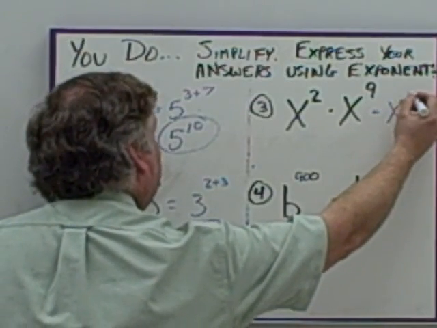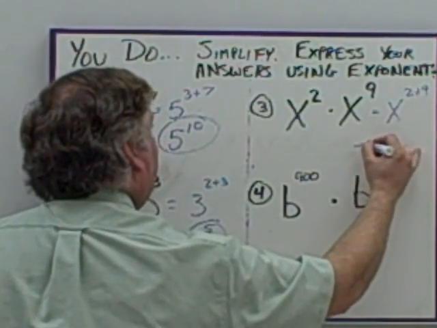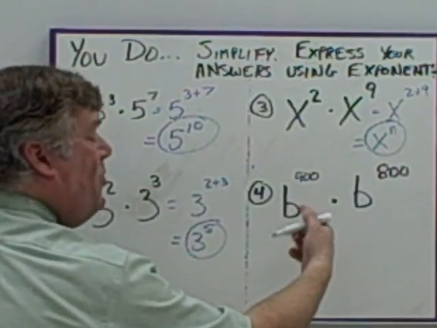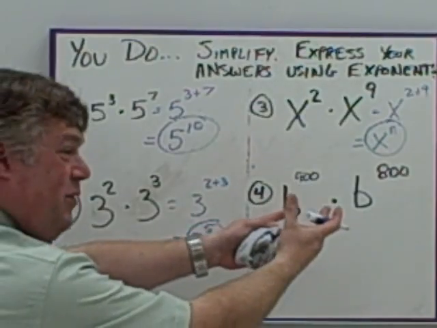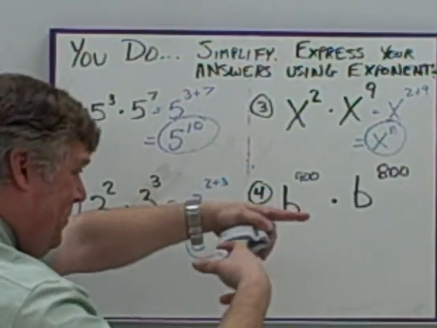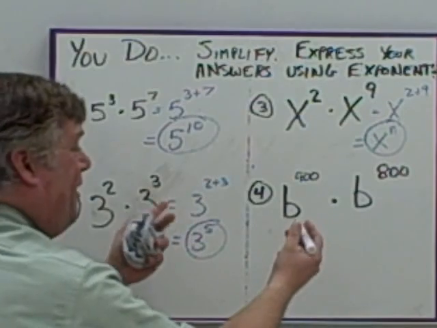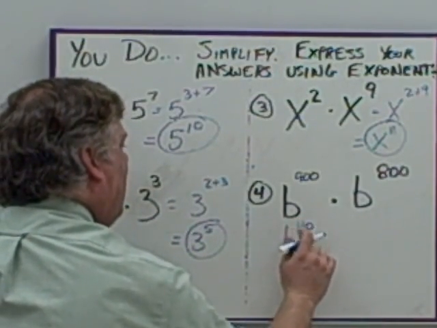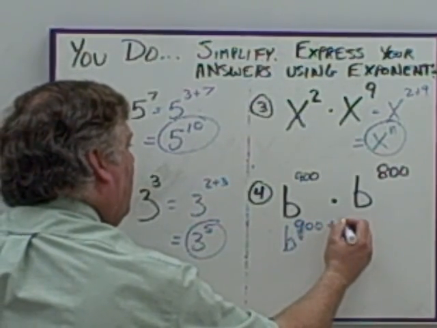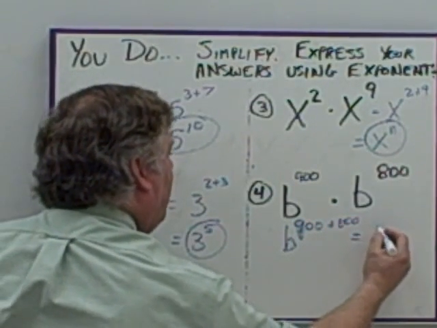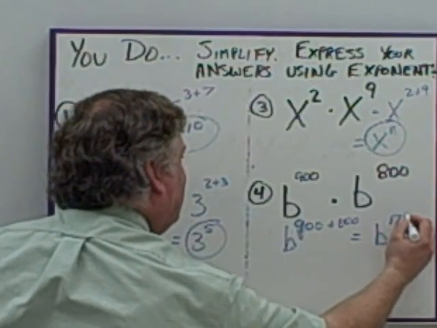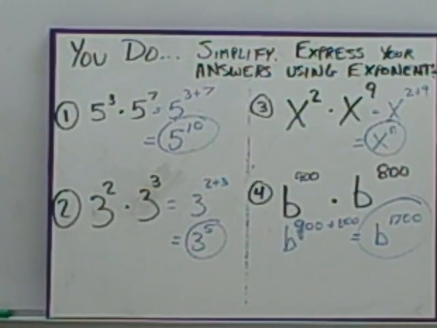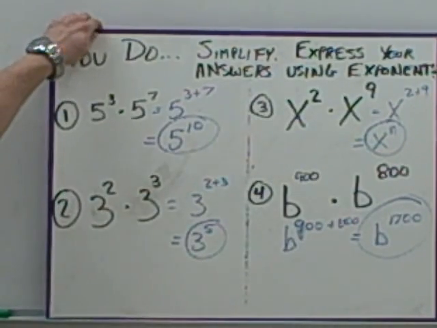This is going to give you x to the 2 plus 9, which is going to give you x to the 11th power. Here, you wouldn't want to write out b 900 times, b 800 times, and then add them all. You can just add the exponents. It becomes b to the 900 plus 800, which is going to give you b to the 1700th. Not something you'd want to have to write out long ways.